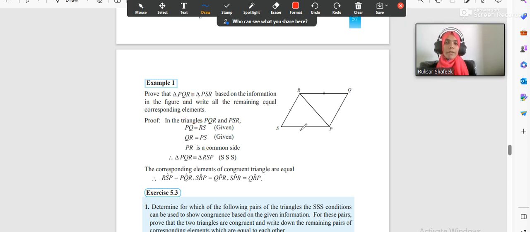So yeah, coming back to the question, PQ is equal to RS and QR is equal to PS. Both of them are given, and then PR is a common side, so they are congruent under SSS, and the corresponding elements basically means the remaining angles will be equal as well. So the reason would be corresponding elements of congruent triangles.